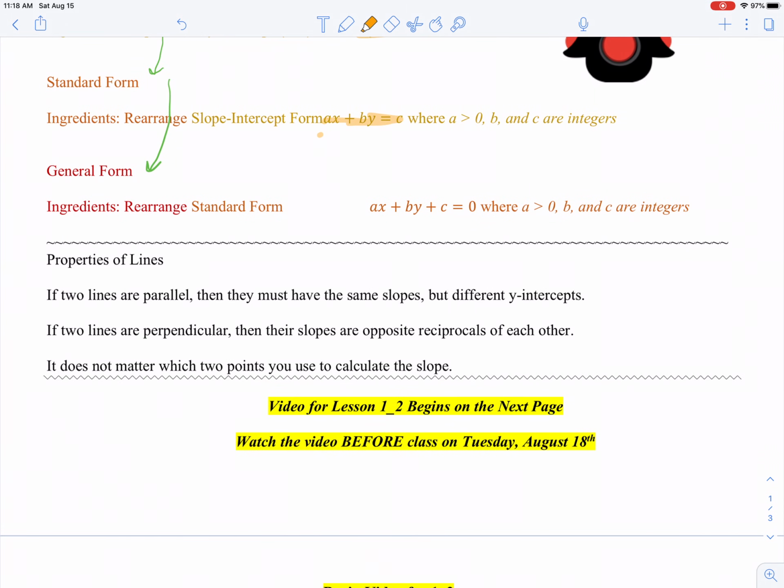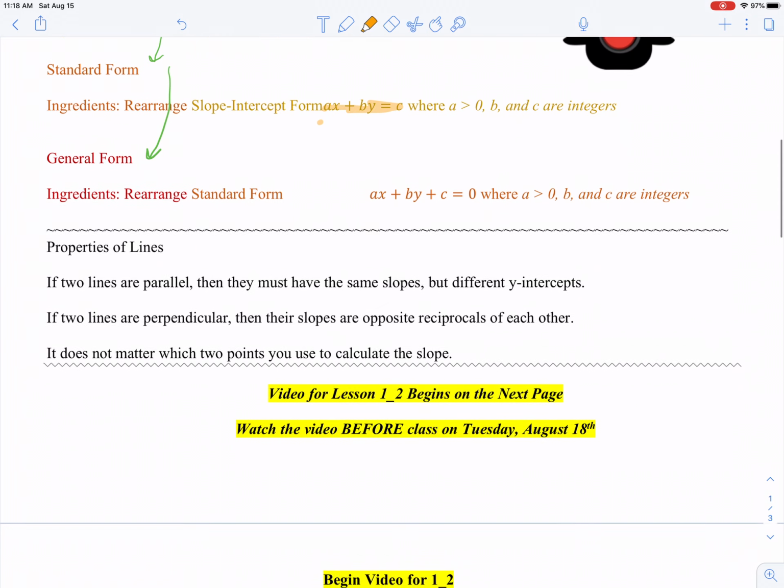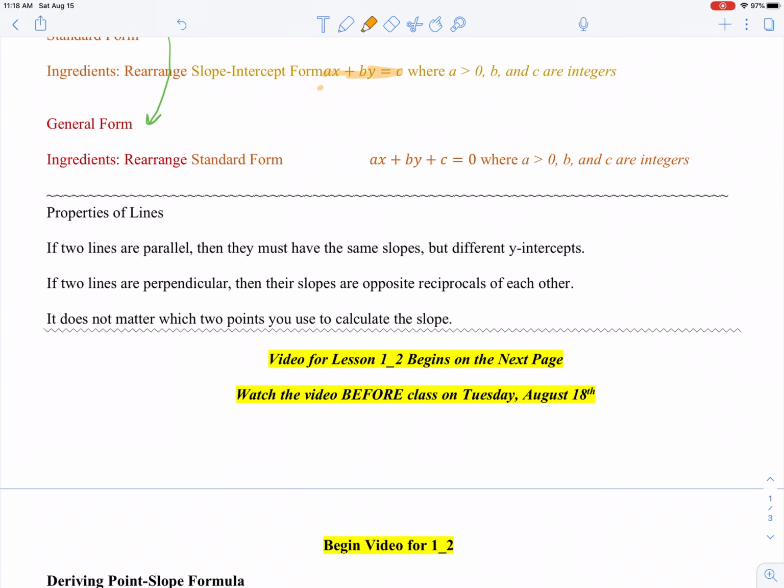All right, the last thing before I start to kind of derive some of these formulas here, recall that if two lines are parallel, the symbol that we use are two little lines like this. So if two lines are parallel, then they have to have the same slope but different y-intercepts.